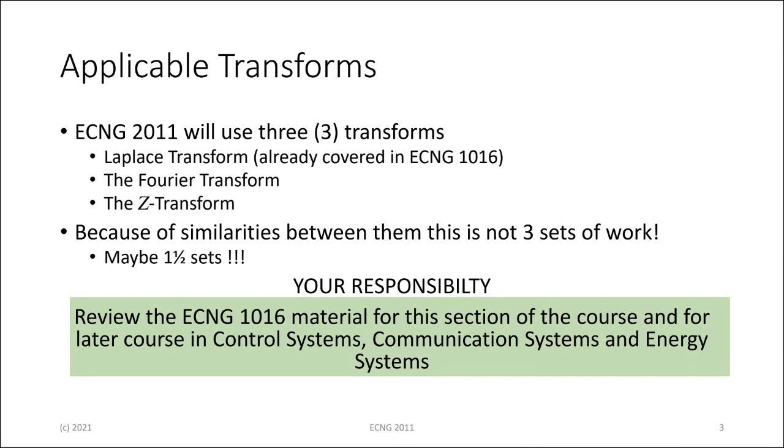Because of the similarities, there are not really three sets of new work you're going to do. You did one already. The Fourier transform is very close to the one that you did already, which is the Laplace. And the Z transform is really the only totally new one that you would not have met anywhere else before. So it's like 1.5 sets of new work.